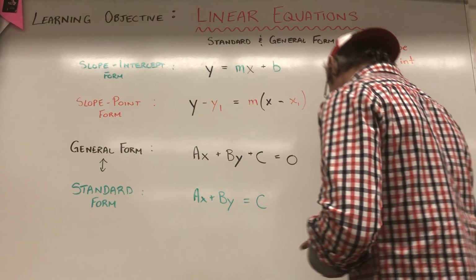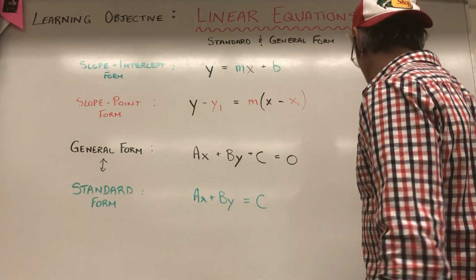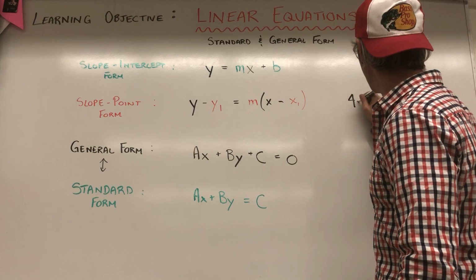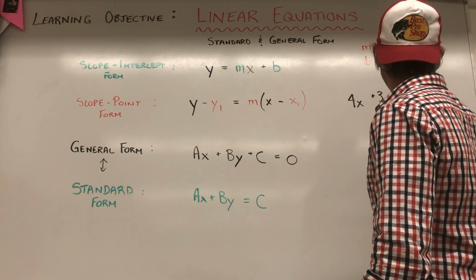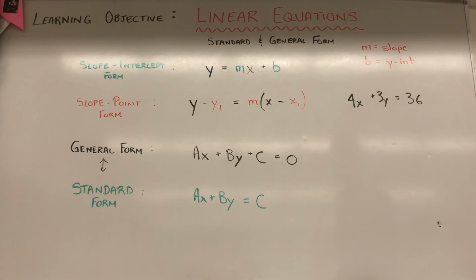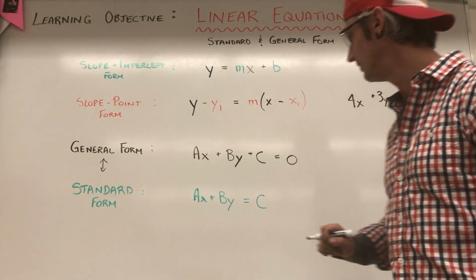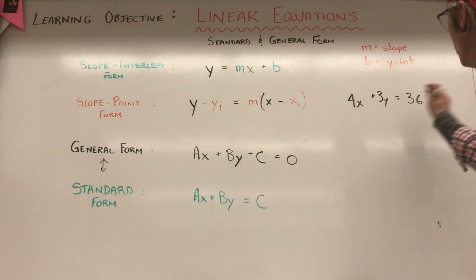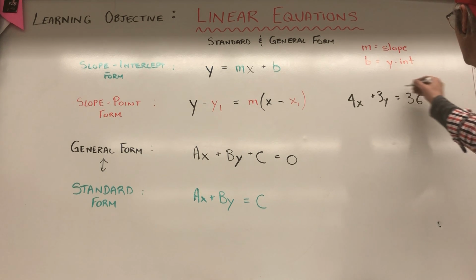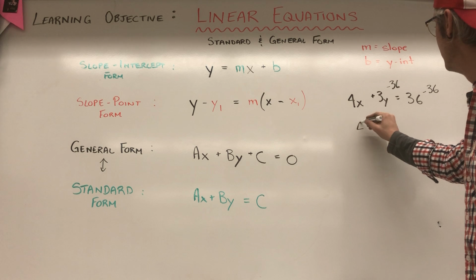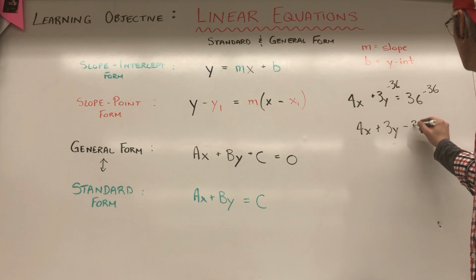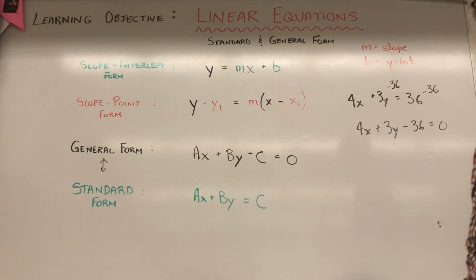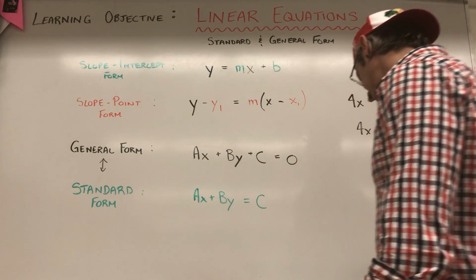So, if I had a problem like, say they gave us 4x plus 3y is equal to 36, and they say write this in general form. How would you turn this into general form? Well, first off, you can see it's in standard form. So to make it general form, I just have to subtract 36 from each side to make it all equal to 0, because that's what general form is. There, I'm in general form. Easy.